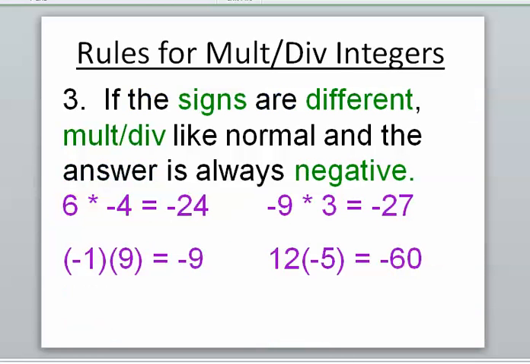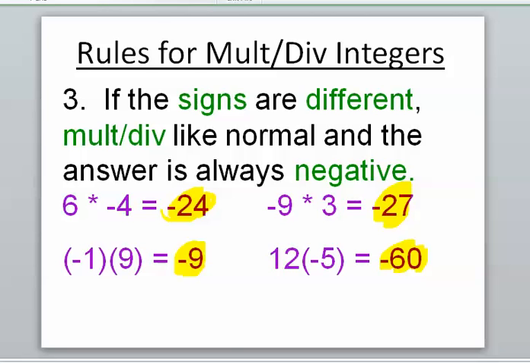This is the same rules for multiplying as is division. However, if you have a positive times a negative, you get a negative answer. Or a negative times a positive, you get a negative answer. So different signs give you negative answers.